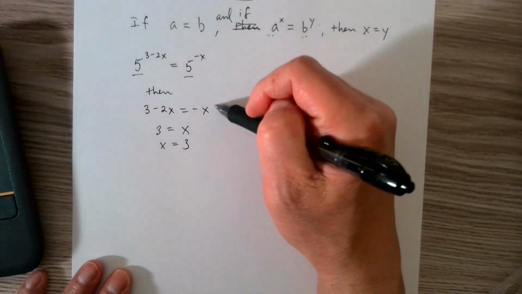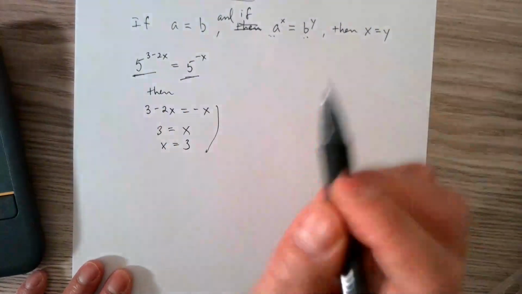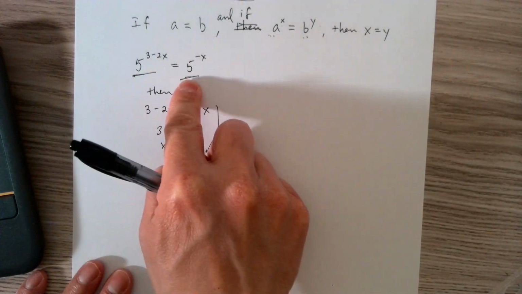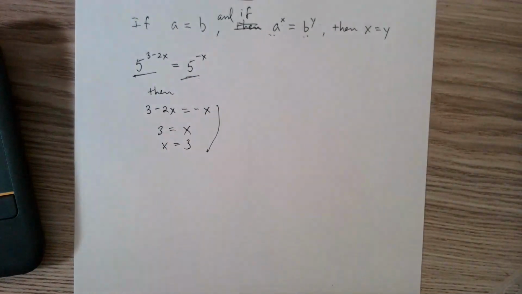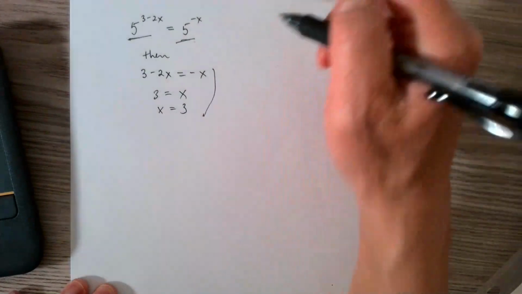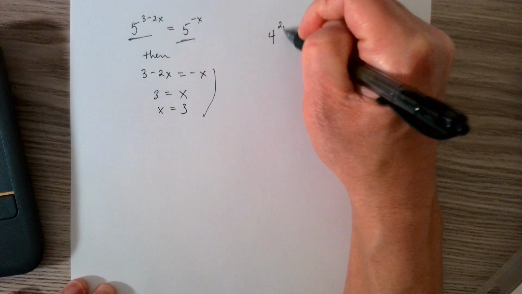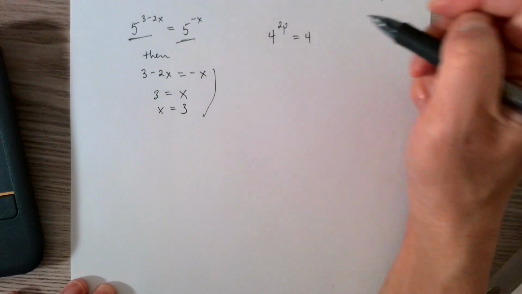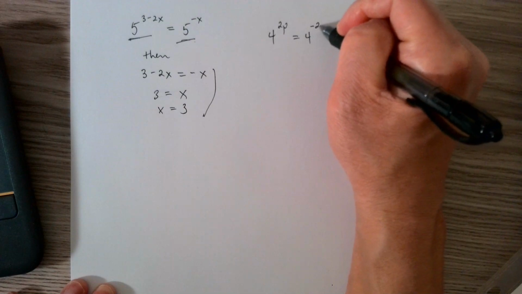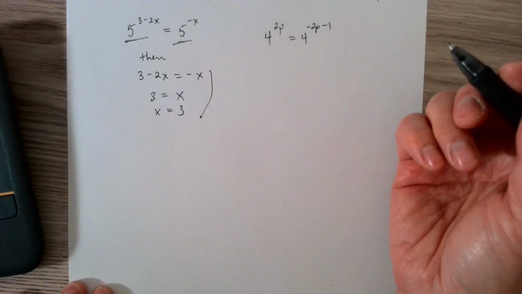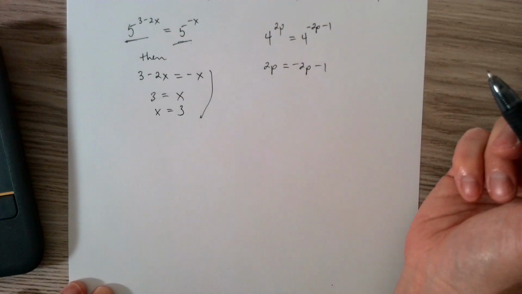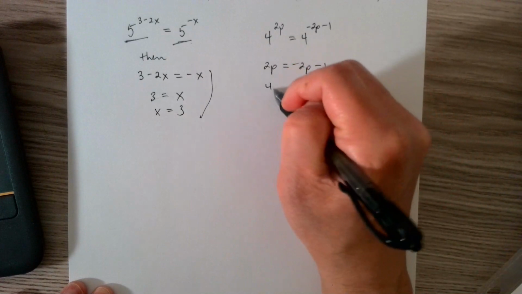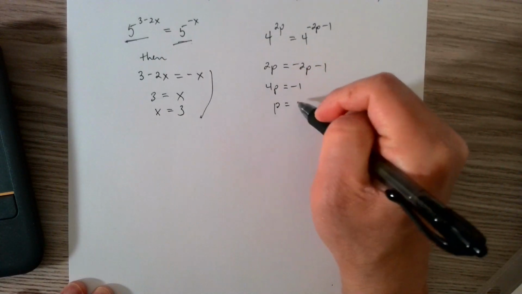Okay, but all this was made possible by the fact that these two bases were the same. If this said 5 and this said 6, then there's no way I could have written that equation. Okay, let's try that again over here. So if I have 4 to the 2p on the left, and on the right 4 to the negative 2p minus 1, since the bases are the same, I can say that 2p equals negative 2p minus 1. Add 2p to both sides, and p equals negative 1/4.